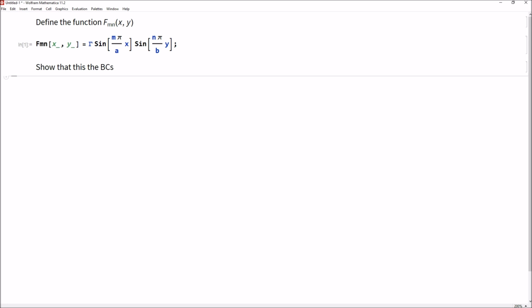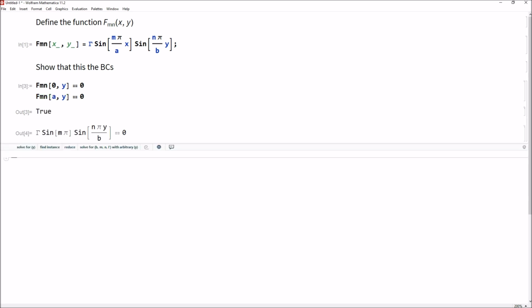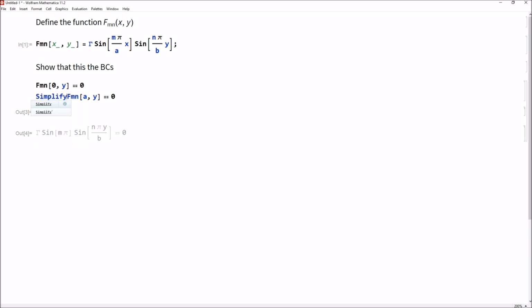So we can go ahead and check here that this thing, let's do the left side here, right? So this should equal 0, right? That's our left condition, and yeah, that's true. Let's check how about the right condition, right? The right side is when x is equal to a, I believe, that should equal 0. And as we saw, in general, that's not true unless we go ahead and simplify this and basically say that, you know what, m is in the integers, right?